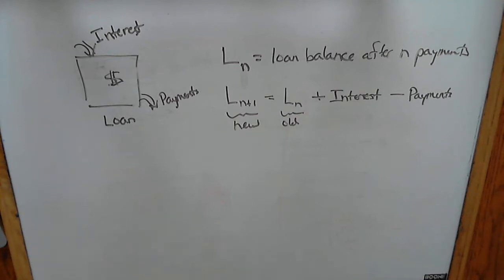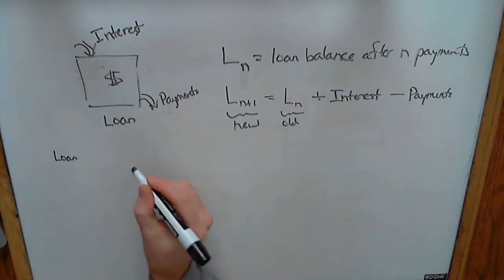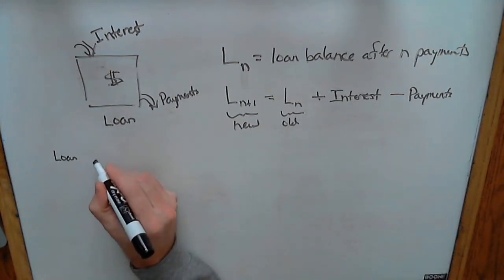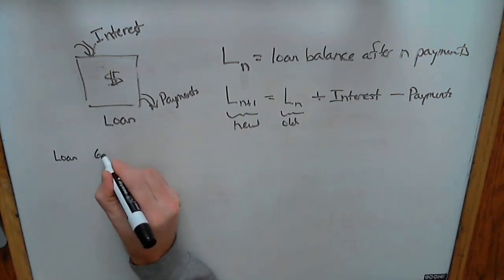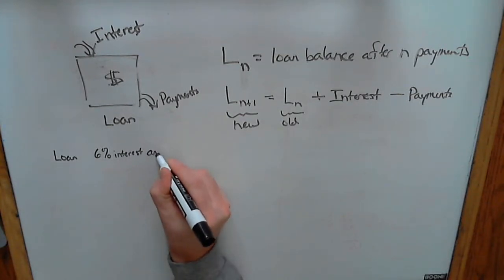So now we need to think about a specific example. So suppose I have a loan that charges 6% interest annually.